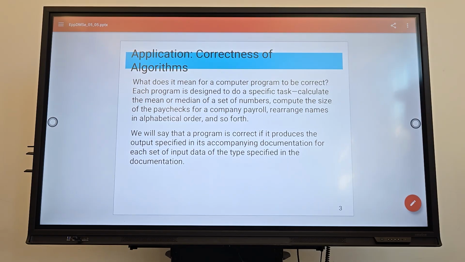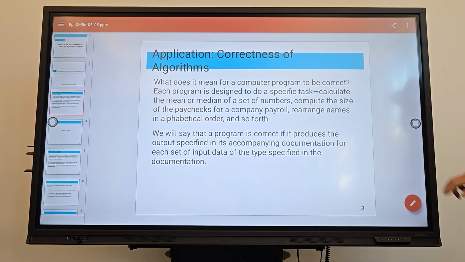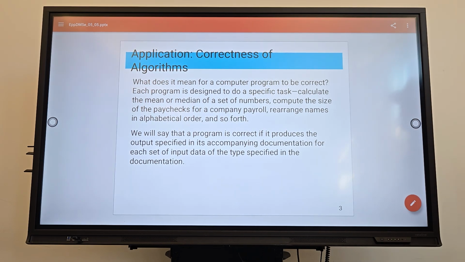What does it mean for a computer program to be correct? Each program is designed to do a specific task, like calculating the mean or median of a set of numbers, compute the size of the paychecks for a company payroll, or rearrange names in alphabetical order. We will say that a program is correct if it produces the output specified in its accompanying documentation for each set of input data of the type specified in the documentation.